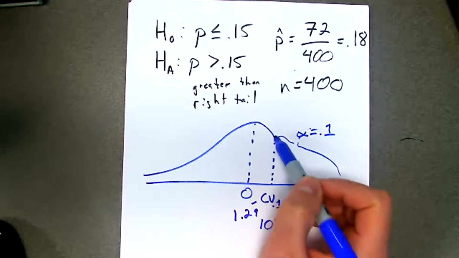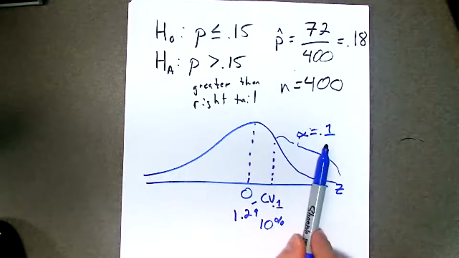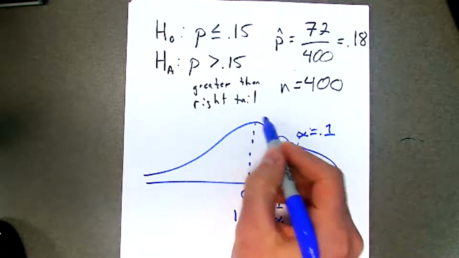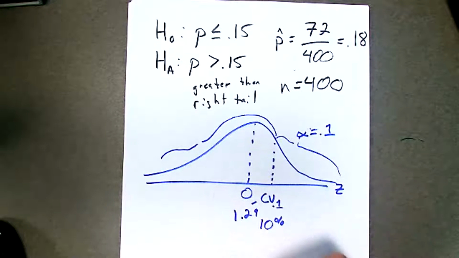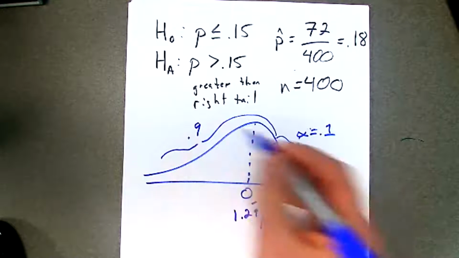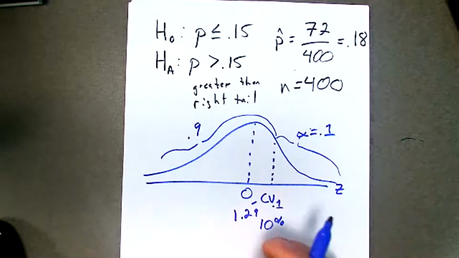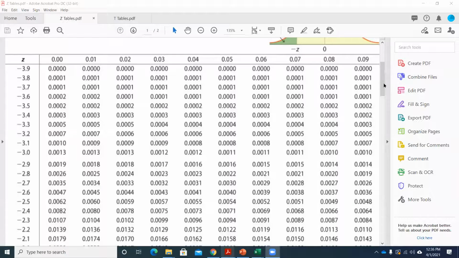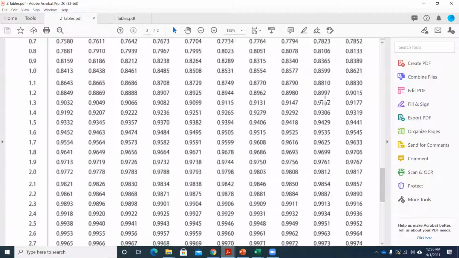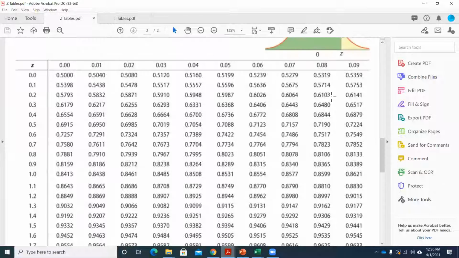Now, the other way I could have done this is to say, okay, I know if I want 0.1 in the upper right tail, what area would be to the left of that value? Well, area under the curve is 1, so 0.9, right? Now, if I use my standard normal table to look up 0.9, I'm in between these two values, 1.28 and 1.29. I found the same value, right?